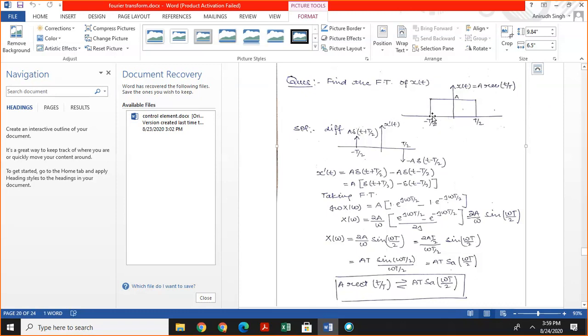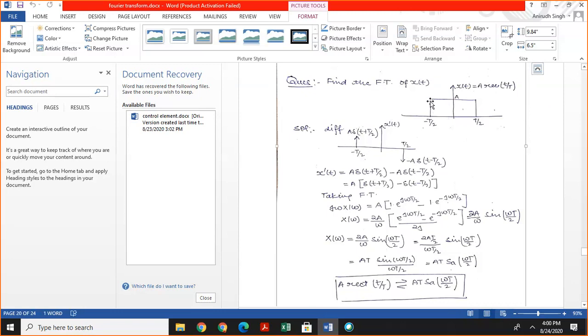There is a constant value in this region. So if we differentiate this region, we get 0. In this region, there is also a constant value. If we differentiate this region, we get 0 value. But there is a step from 0 to A, and this is a step of A.